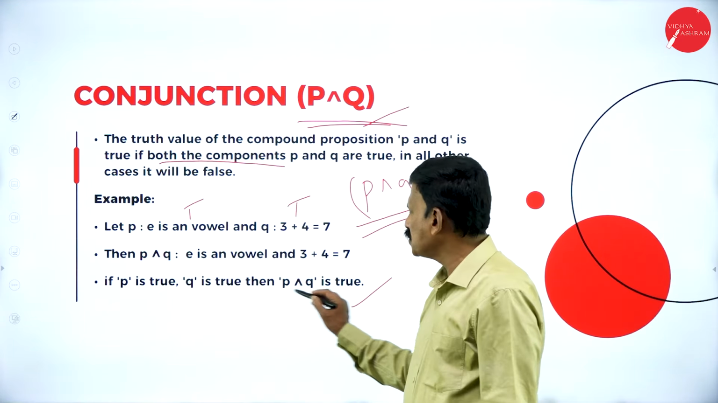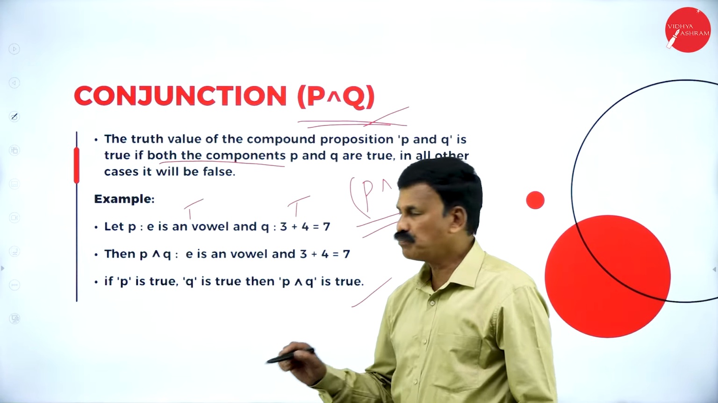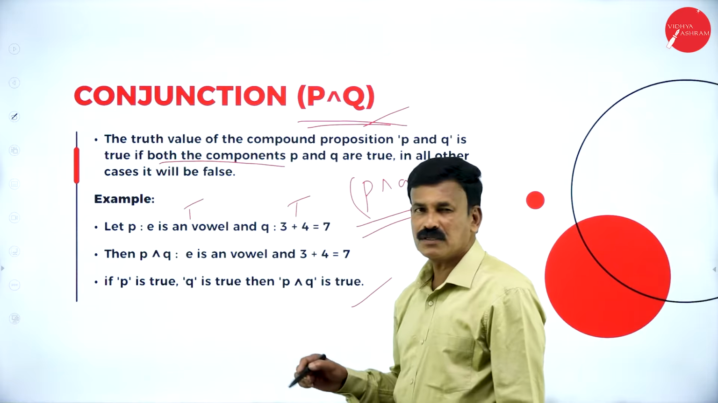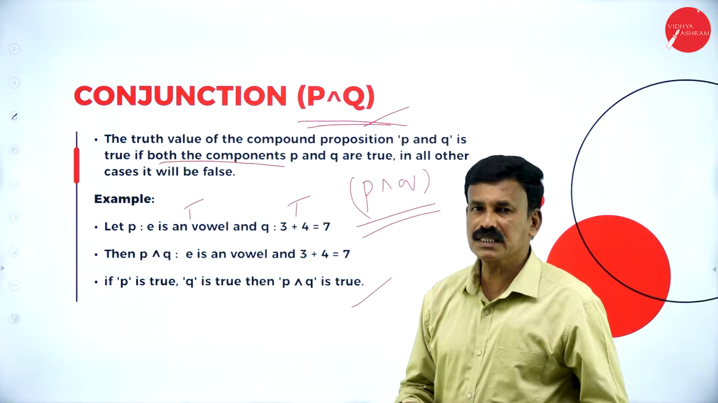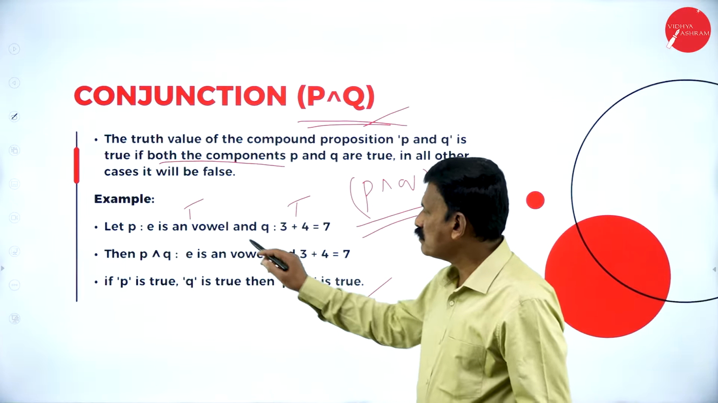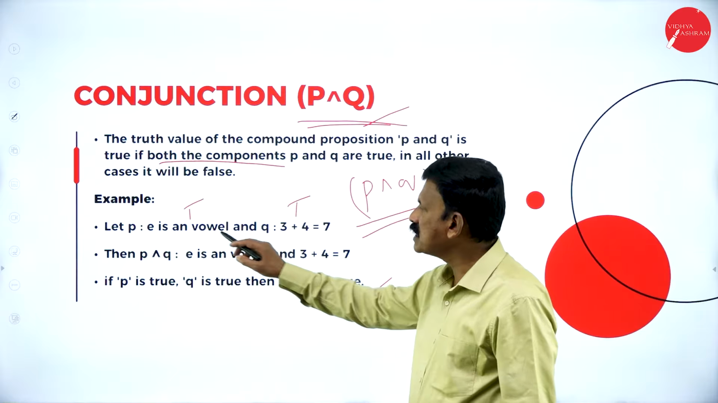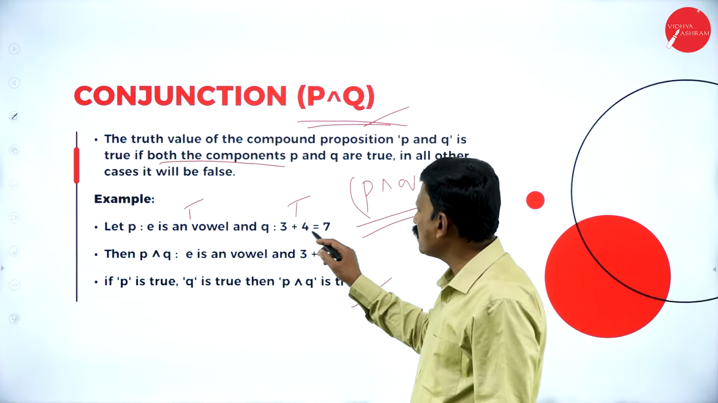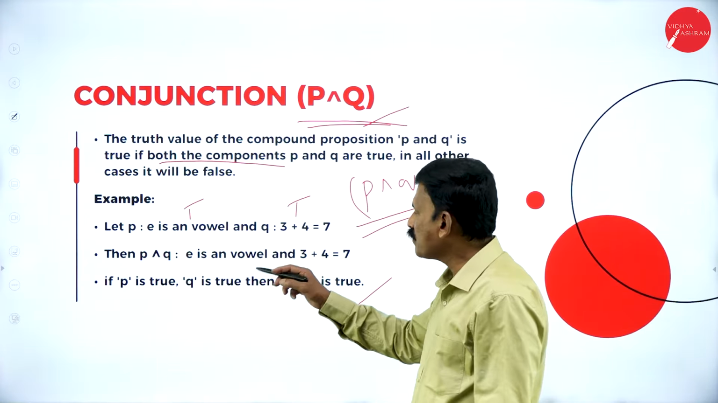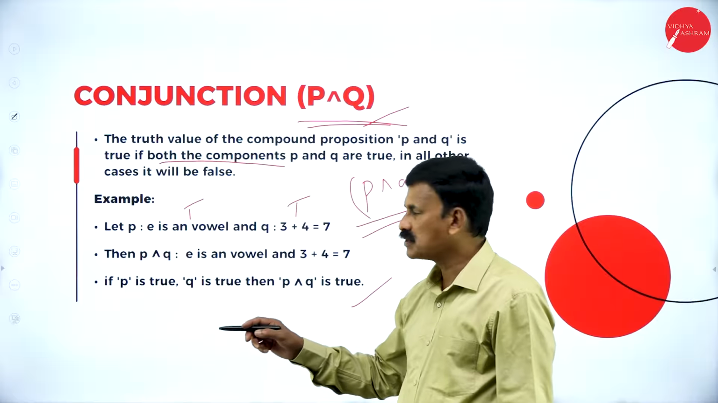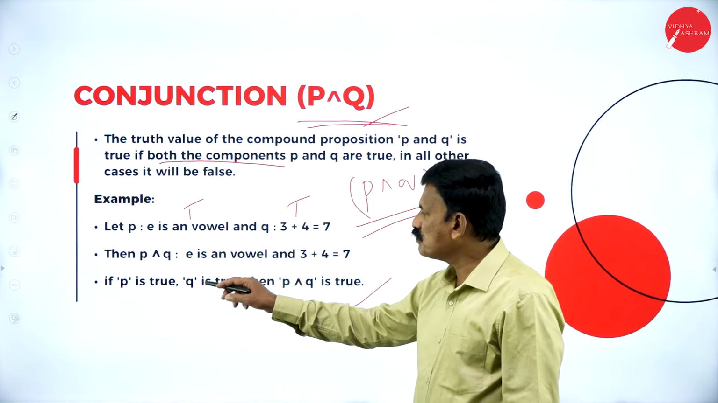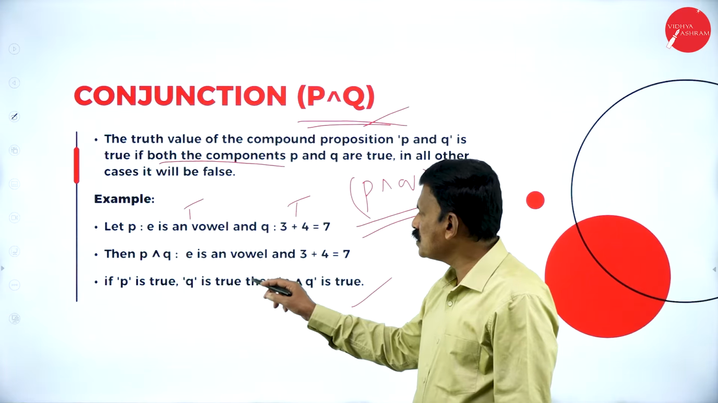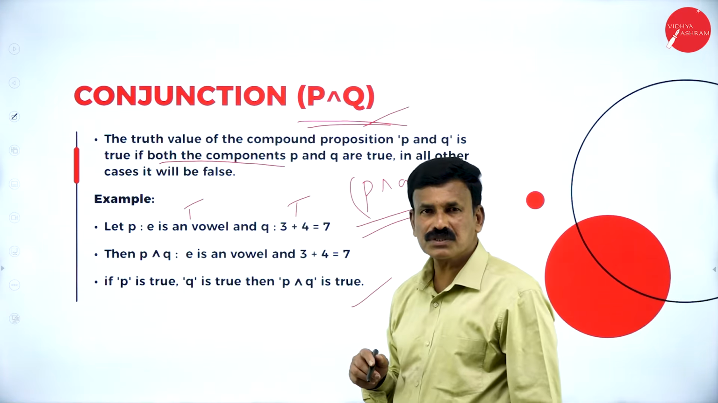So, P conjunction Q is true. That is, if P is true and Q is true, then the conjunction P conjunction Q is also true. In all other cases, it is false. Here P is true, Q is also true, that is, E is a vowel, and Q is 3 plus 4 is equal to 7. Therefore both the statements are true. Therefore, the compound statement P conjunction Q is true if P is true and Q is true.